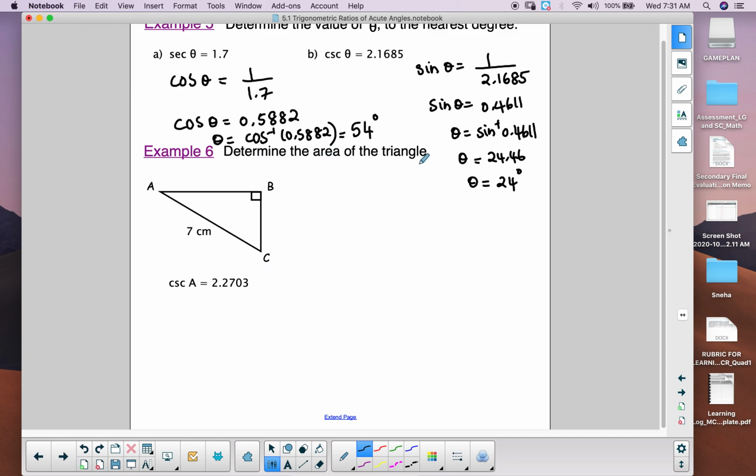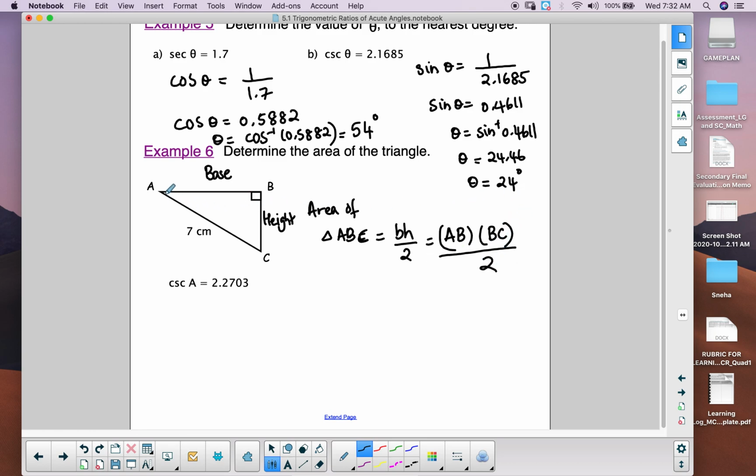Example 6, determine the area of the triangle. To find the area of triangle ABC, as we know, area of any triangle is base times height divided by 2. In this case, because this is 90 degrees, this is the base, and the height is this one, which is BC. If I have the length of AB and BC, I can use the formula and find the area. But I do not have either of them. So I have base, which is AB, times height, which is BC, divided by 2, and I'll have the answer.